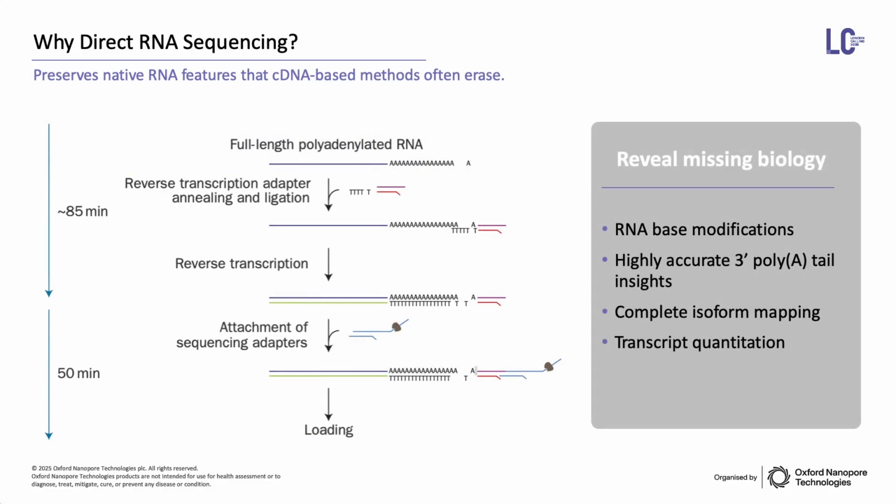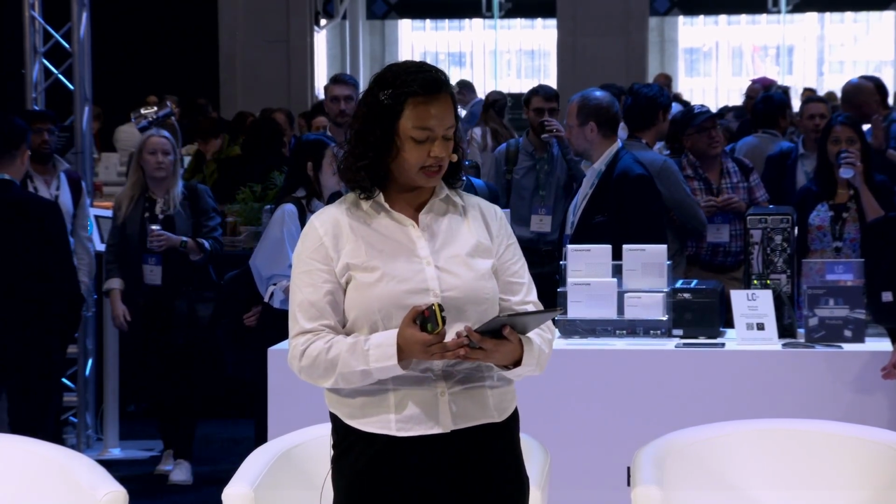With direct RNA sequencing, we can detect key RNA modifications. If you came to the tech update yesterday, you saw all the new modifications that we've now been able to do. But some of the key ones include m6A, inosine, m5C, etc. We can also capture full-length isoforms without any fragmentation, thus preserving the biological context and complexity. We can also estimate the poly-A tails very accurately, which is crucial for understanding RNA stability as well as translation.